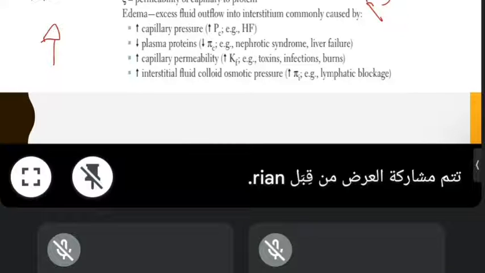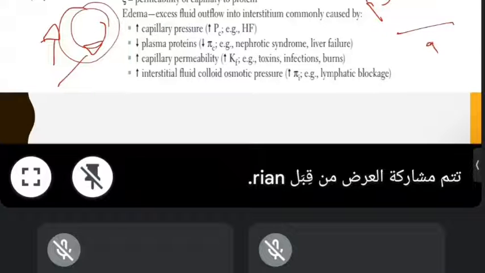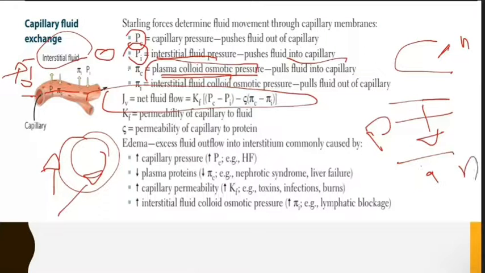Now, what about the interstitial fluid colloid osmotic pressure? If you have more proteins, increasing the concentration in the interstitial fluid outside the capillary, so you have high concentration outside, the fluid will go from the low concentration, which is inside the capillary, to the high concentration in the interstitium. So if you have a high interstitial fluid colloid osmotic pressure, this will pull the fluid out of the capillary.